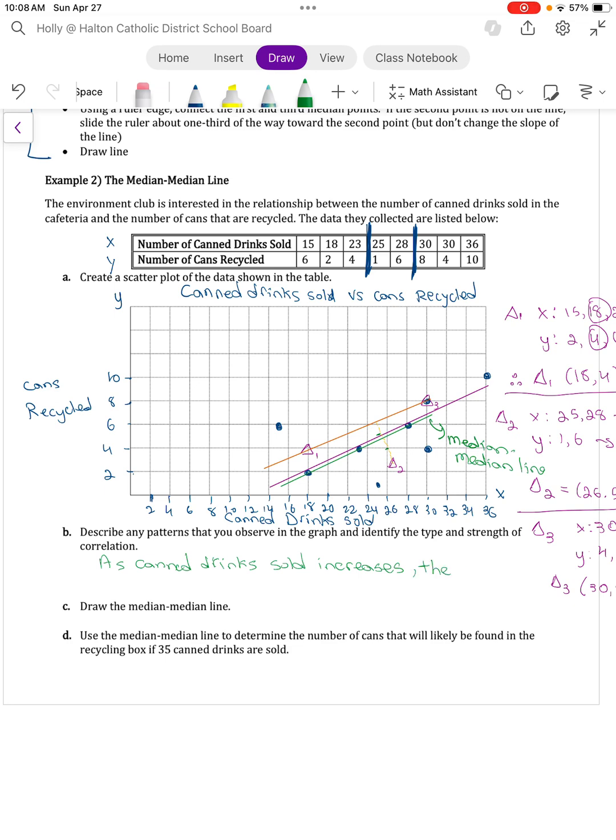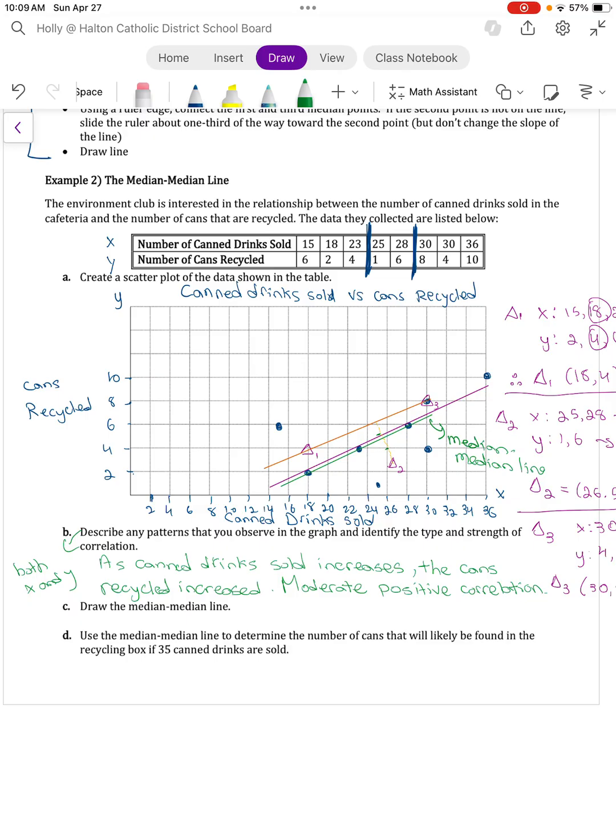The cans recycled increases. So I've just described it on both x and y. And then I'm going to talk about the type and strength of correlation. So I would say it's still an oval, and you can see it's positive, but it's more of a moderate. So I would say it's going upwards, so it's a moderate positive correlation.